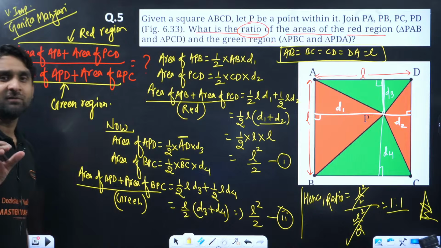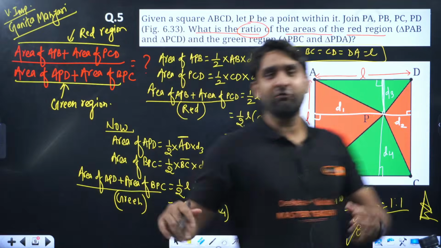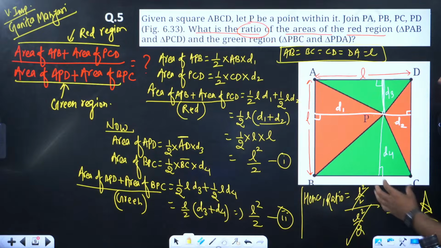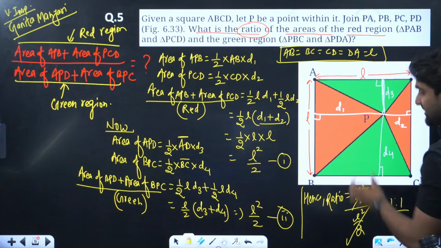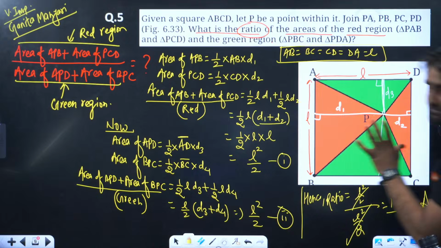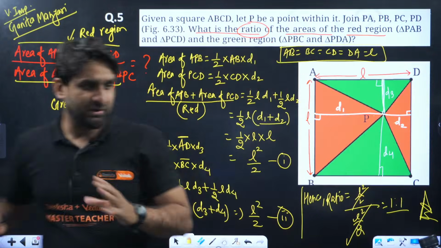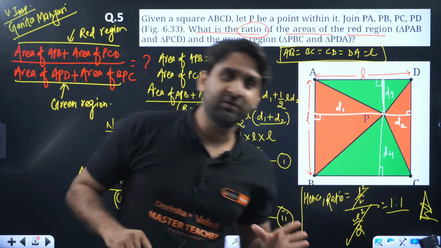Okay, clear, everyone? So the ratio of the area of the red region to the green region is equal to 1. This is the answer. Both areas are equal to each other. Clear, everyone? Class 9th.